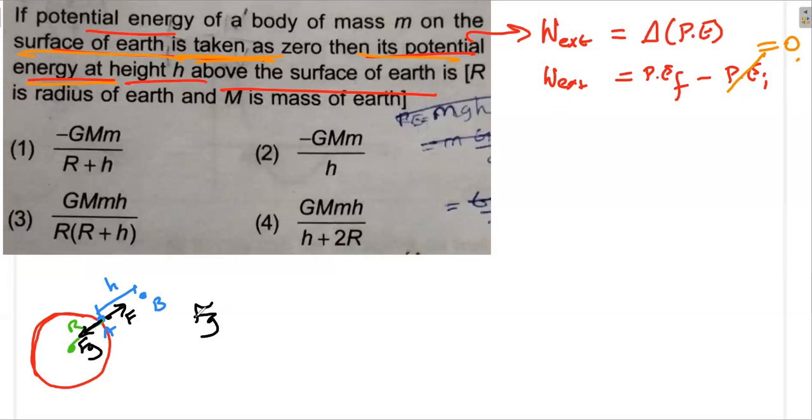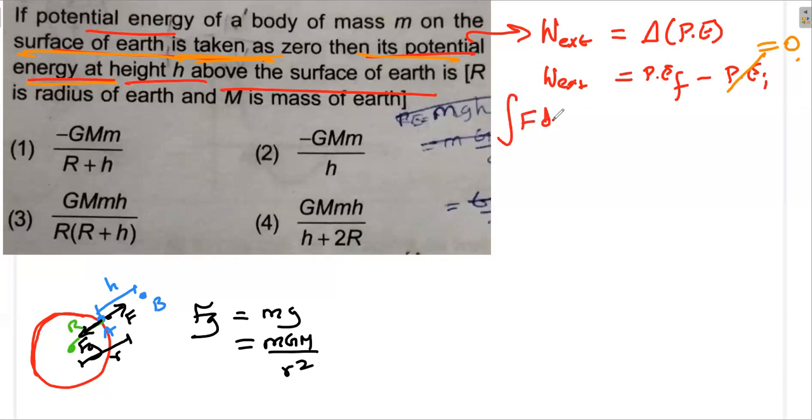What is the force of gravity acting on the object? It is mg, which is m into GM by r square. At the surface of Earth it is capital R, but as I move up to some random location, I'll call it small r. So at some location r, the gravity will be GMm by r square. That's the force acting on us, and it's a variable force. As r changes, the force changes. Whenever you have a variable force, you can find the work done by integrating.